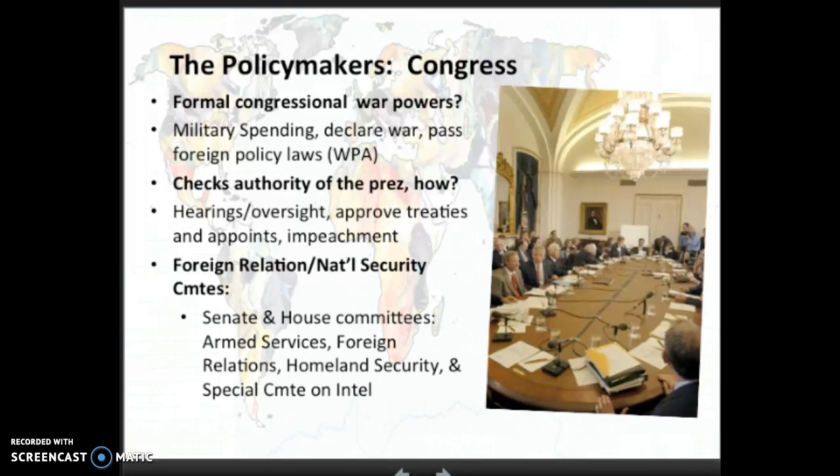There are a lot of committees in Congress that work on writing foreign relations legislation and national security legislation. That would be the Senate and House. Both of them have particular committees that conduct this stuff. So that's Armed Services, Foreign Relations, Homeland Security, and Special Committee on Intel.